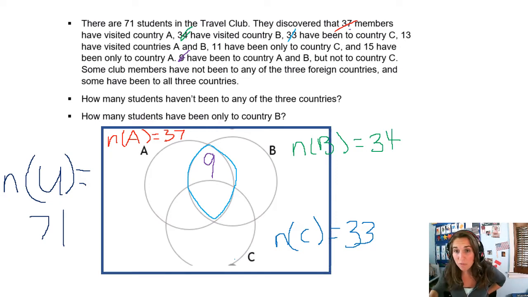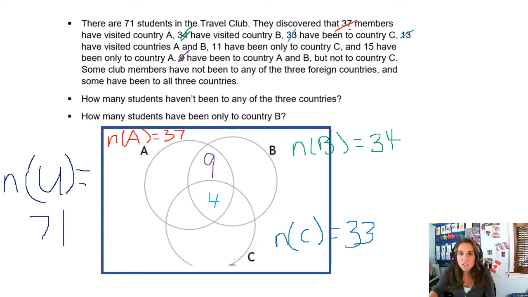That actually is helpful because I've already accounted for 9 of those 13, okay? So I can figure out this smaller piece really easily. If I've already accounted for 9 of those students, how many are going to be in that smaller piece? 4, because 9 plus 4 is 13. So that was actually really helpful.